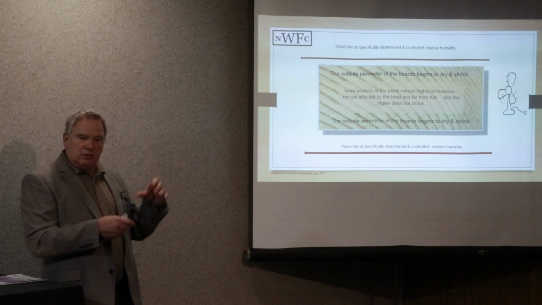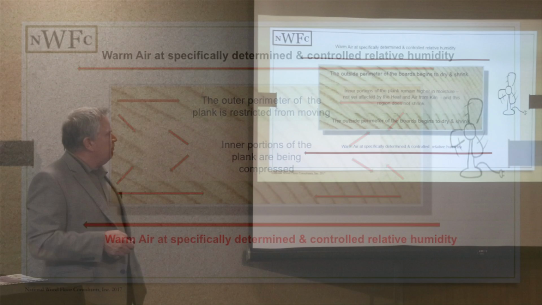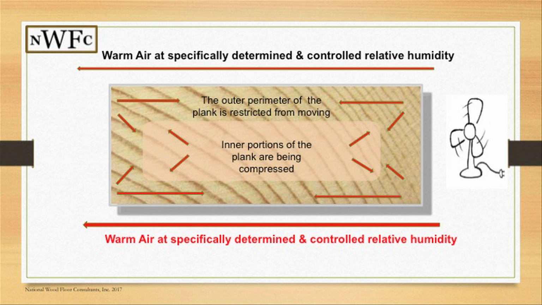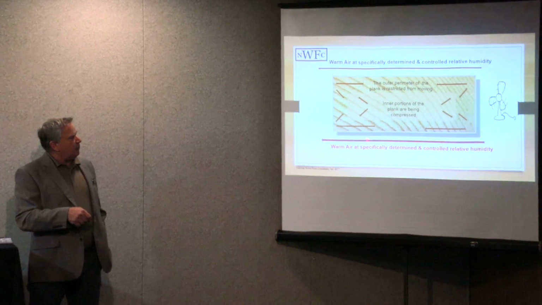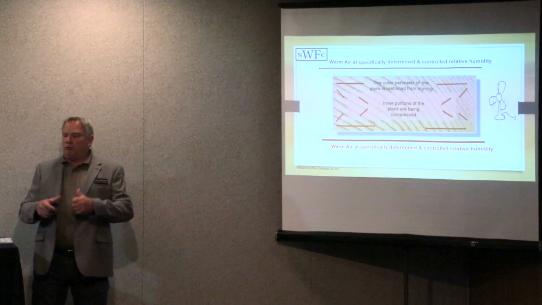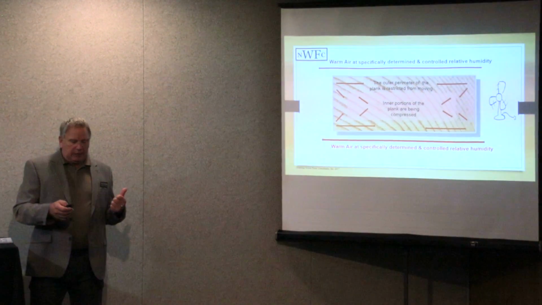So this region inside is not going to shrink at this time. As the plank goes through the drying process, we haven't changed anything in temperature or anything else, other than the fact that the outer perimeter is restricted from moving, so it's already contracted. Now the inner portions of the plank are being compressed and moving back, so we're actually getting the core of the material to equalize with the outside of the material.